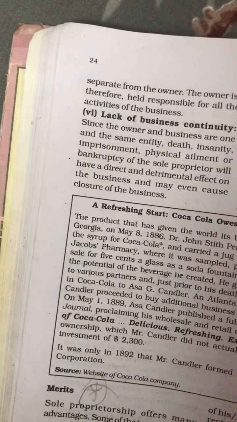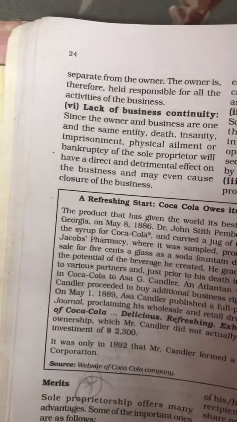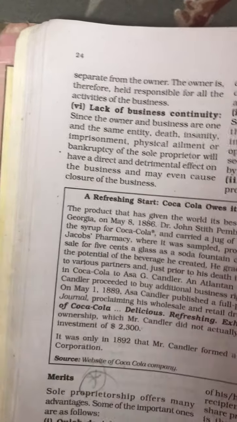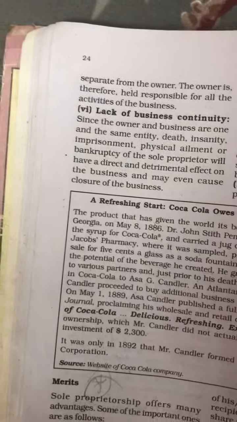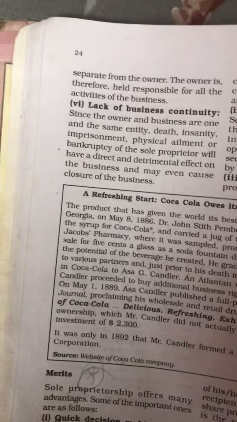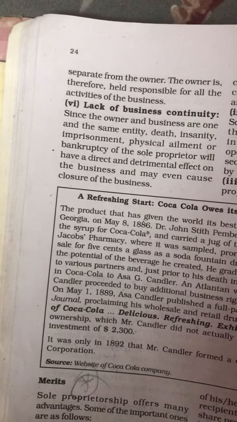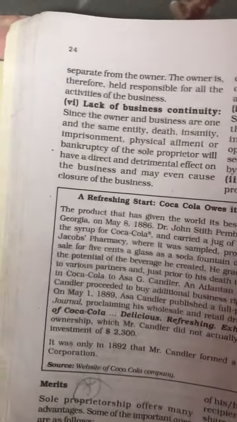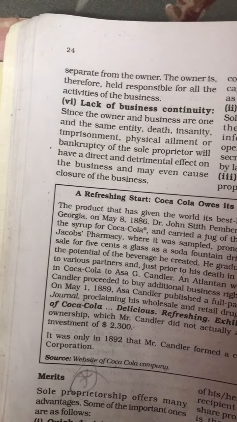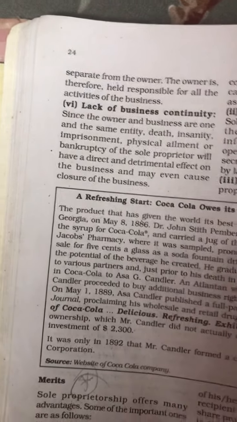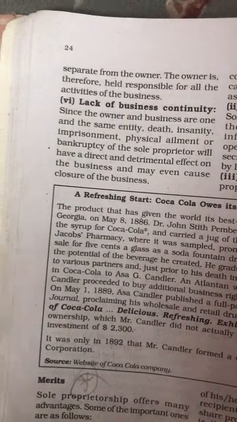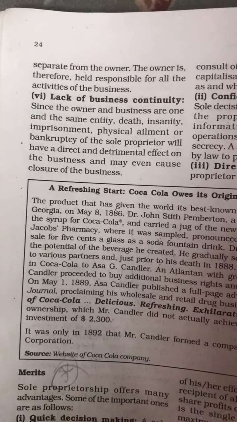So there are many advantages and disadvantages in the business organization. So that is why while taking decisions, while making any kind of decision, one has to see all the various advantages and disadvantages for the requirement of the business.